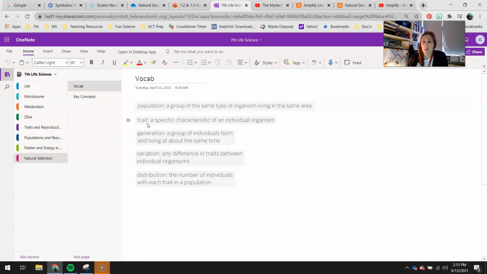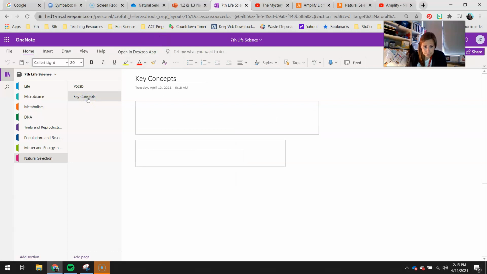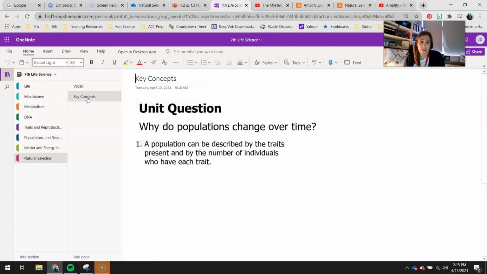Later in this assignment, we'll talk a little bit about histograms and how we can graph that information. Unit question for this unit: why do populations change over time? In our first chapter, we're just going to look at traits in a population, and then we're going to look at how they change over a long period of time. Your key concept for today: a population can be described by the traits present and by the number of individuals who have each trait.